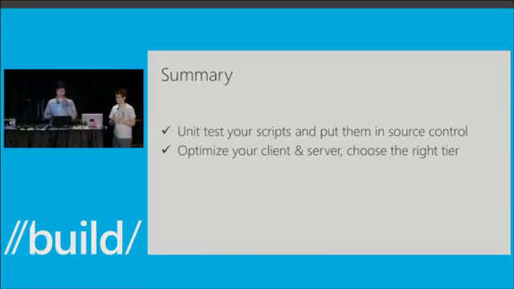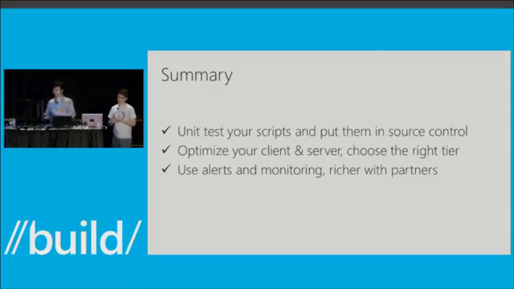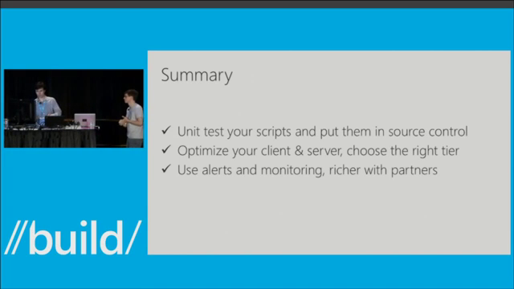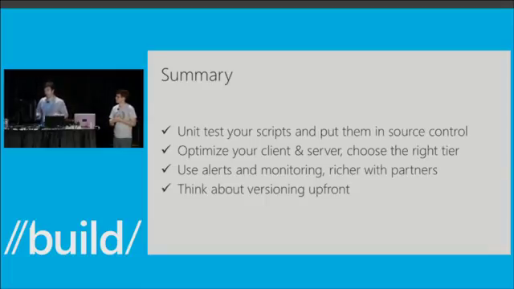You want to think about the right tier for your mobile service when you go to production to make sure that the service is running and can handle the load. Windows Azure provides rich alerts and monitoring infrastructure for all services, including mobile services. So you can always be aware whether your service is running or not, and it will send you mail if it doesn't. You can measure your latencies from all over the world and see how your app is performing and what experience your clients get. And finally, always think about versioning upfront.